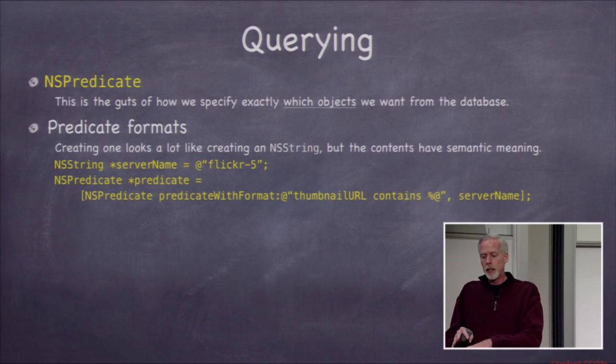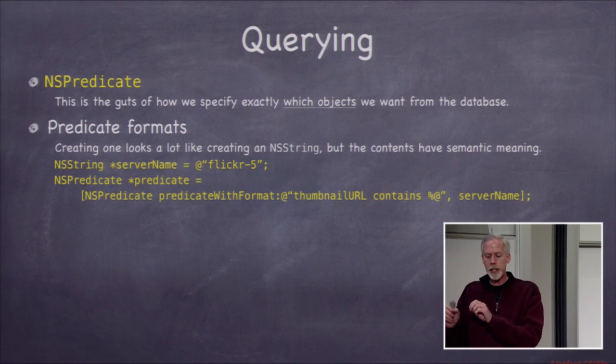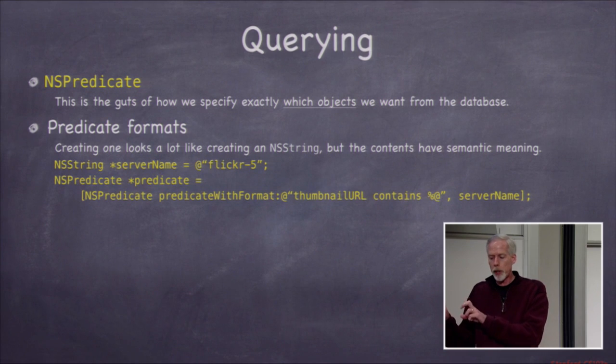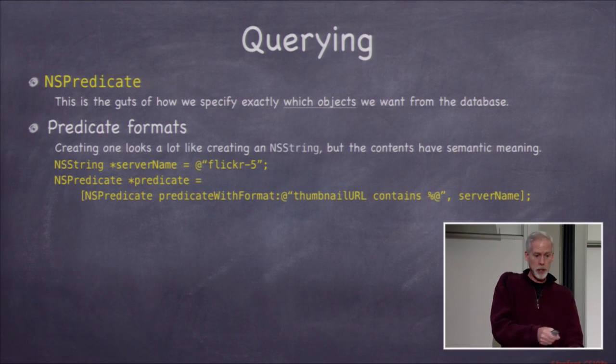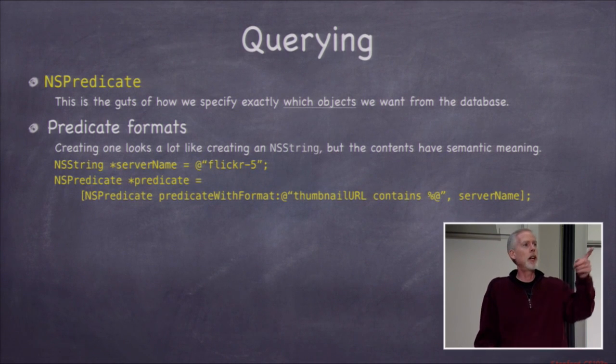The basic format allows you to do the %@ replacement just like you could with NSString. So here, for example, I'm looking for all the thumbnail URLs that come off of the Flickr 5 server. So I'm saying predicate is thumbnail URL contains Flickr 5. But I don't put the Flickr 5 right in there. I use %@ and it's an argument. So I can use %@ replacement. And I can replace not only the right side, what's contained, but I could replace the left side, like which property I want to search to see if it contains Flickr 5. Okay? And we'll talk about contains in a second, but question?